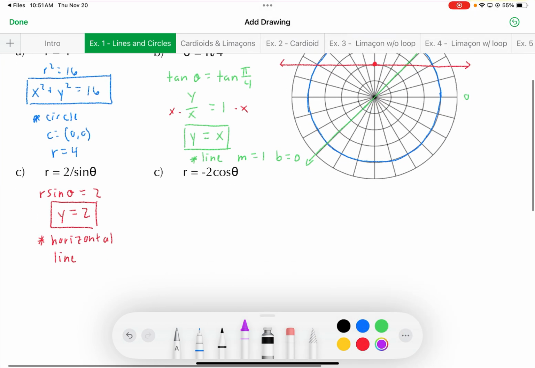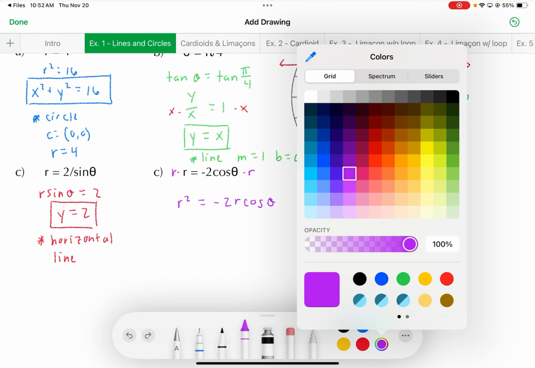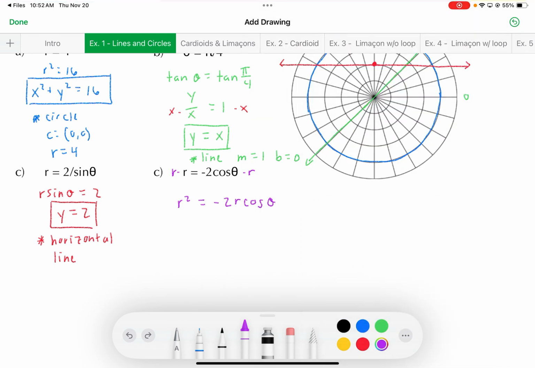All right, now this one's going to be probably the most involved. We actually had one like this in our notes at the end yesterday. So r equals -2 cosine theta. I'm going to multiply both sides by r this time. That'll create r squared. And then over here, -2 r cosine theta. R squared can convert to x squared plus y squared. And then -2r cosine theta, isn't that -2x?